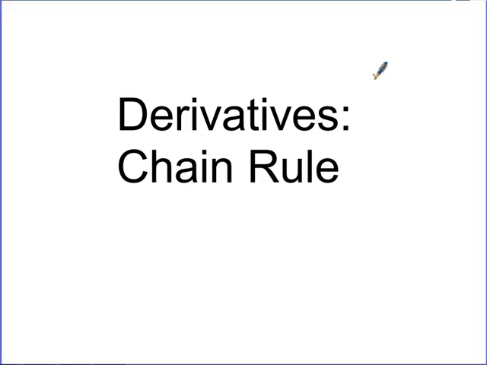The chain rule has to deal with when you have a function within a function. Okay? It's when you have a function within a function. So basically, it's kind of like there are 2 functions going on, except that they're not being multiplied. One is actually inside of another. Let me give you an example of what that looks like.